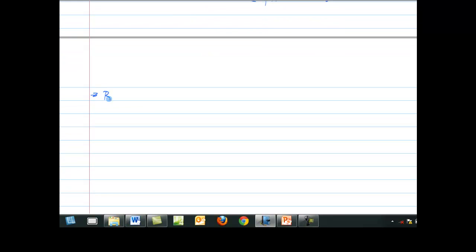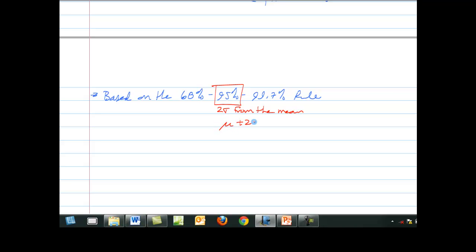So based on the 68, 95, 99.7 rule, I'm going to, out of this rule, use this middle value. So from here, what would happen is I would go 2 sigma from the mean. Now 2 sigma from the mean would mean I could add 2 sigma or I could subtract 2 sigma. So here would be the mean plus 2 sigma for my right endpoint, and then my left endpoint would be the mean minus 2 sigma.